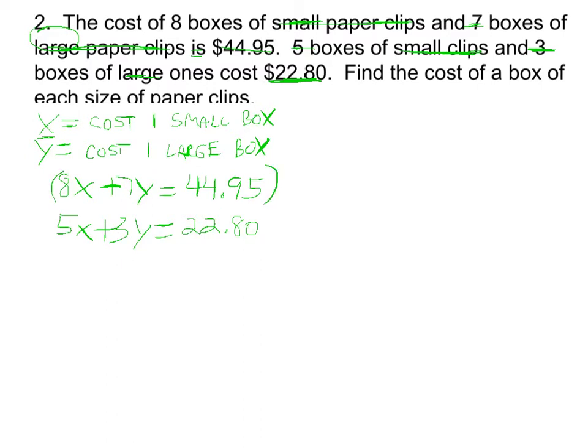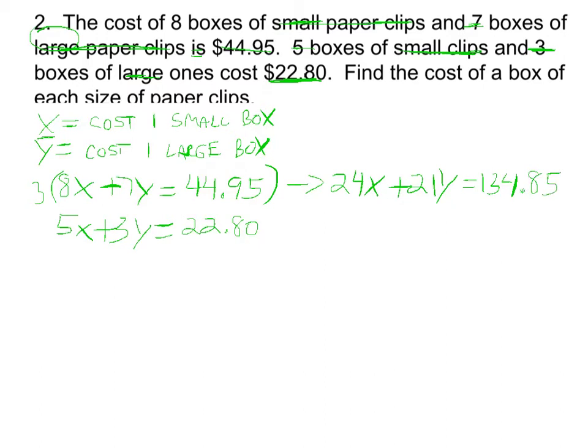Okay, so let's do that. Multiply this by the 3. I'm going to put here the new equation. So 3 times 8x is 24x. 3 times 7y is positive 21y. And then this is where you really have to do this on your calculator. Then you're doing 3 times 44.95. So I'm going to do that right now. 3 times $44.95 gives me $134.85.